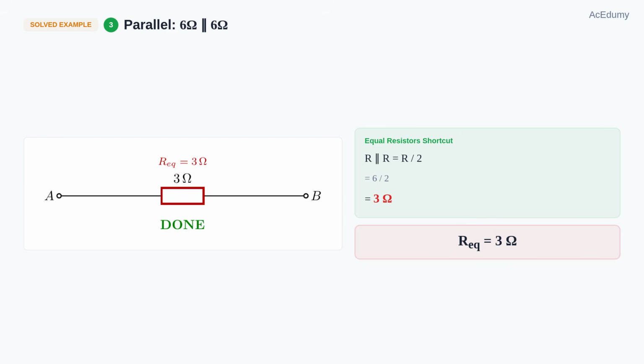Step 3. 6 ohms in parallel with 6 ohms. Since both resistors are equal, we can use our shortcut. R parallel R equals R over 2. 6 over 2 equals 3 ohms. Or using the full formula, 6 times 6 over 6 plus 6 equals 36 over 12. Which confirms 3 ohms. So the total equivalent resistance between A and B is 3 ohms.